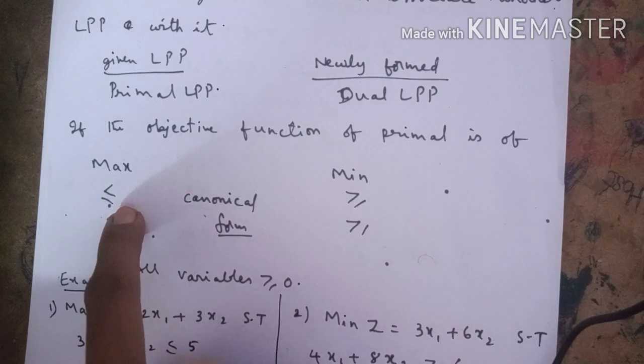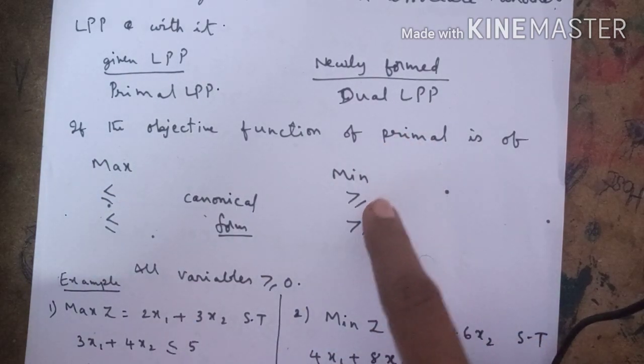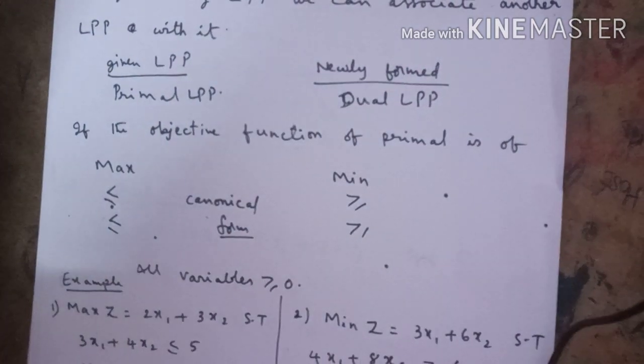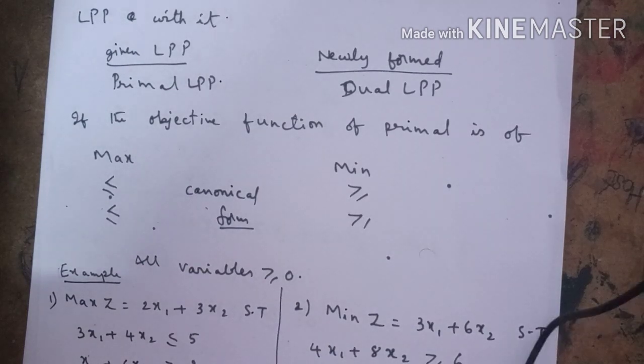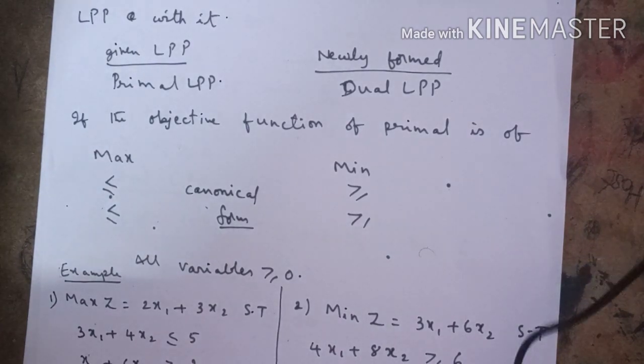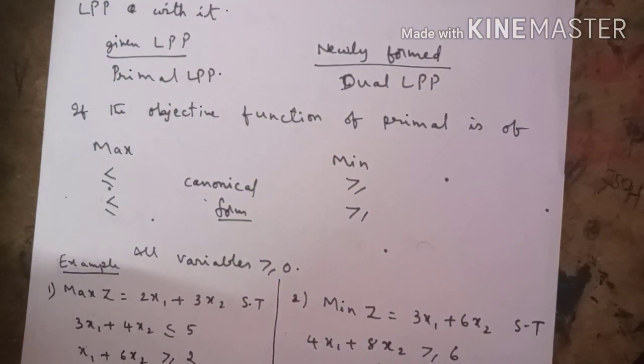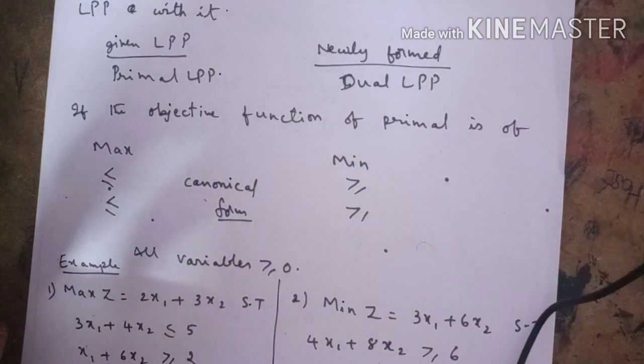Maximization type with constraints less than or equal to. Minimization type with constraints greater than or equal to. If the given primal is in this form, then we say that it is in the canonical form. If the given LPP is in this canonical form, we can directly convert it into the dual form. If the given primal is not in the canonical form, we have to convert it first into the canonical form, and then convert into the dual using the rules of duality.